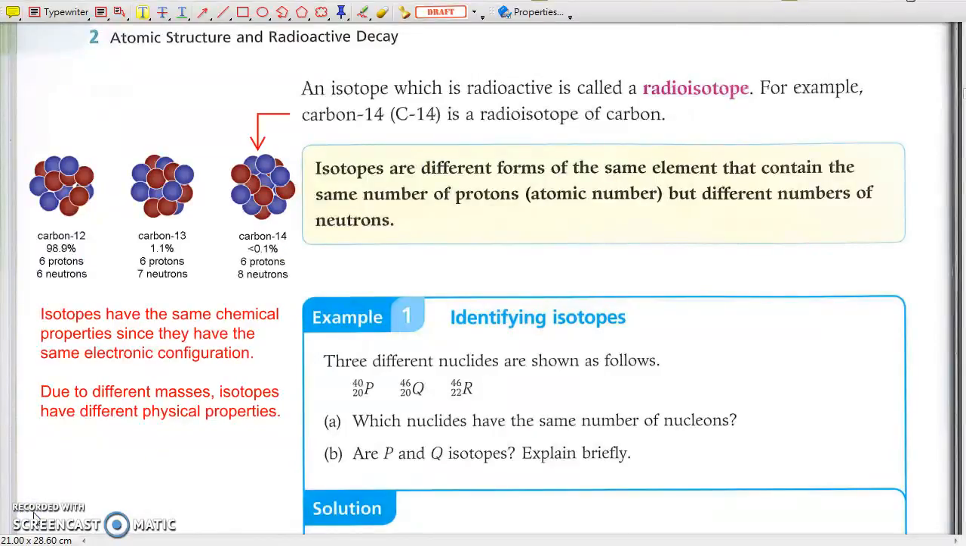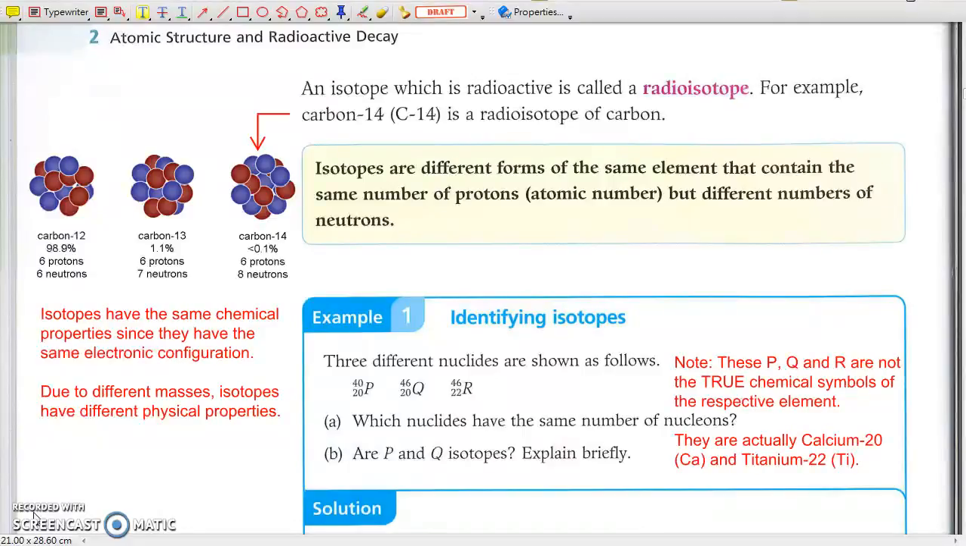Example 1. Identifying isotopes. There are different nuclei. You may check their nucleon numbers and proton numbers easily from their symbols.